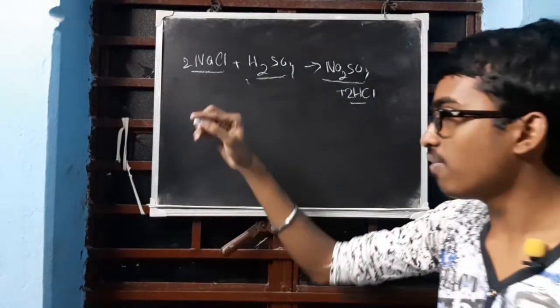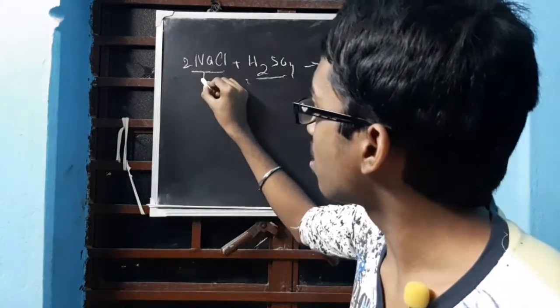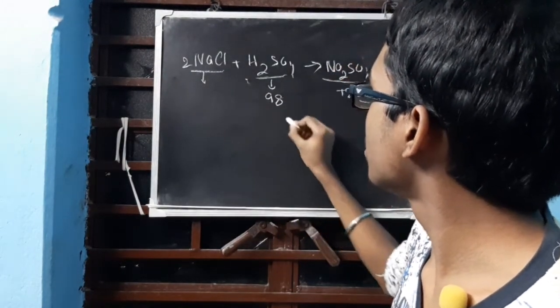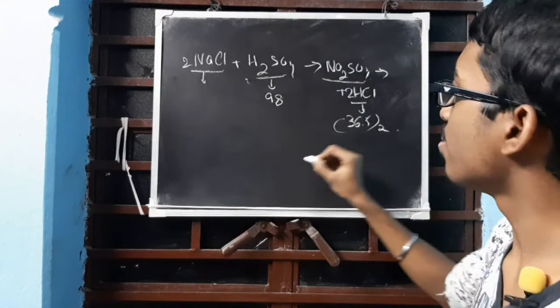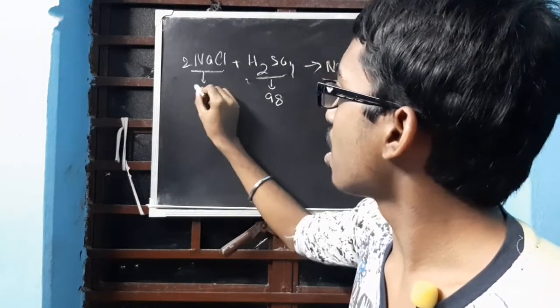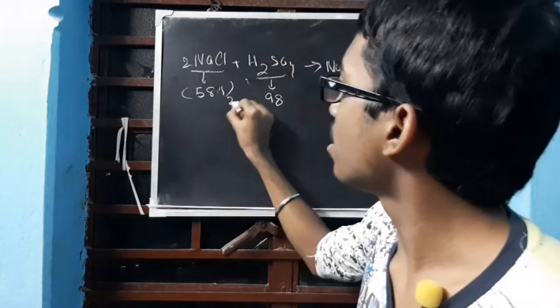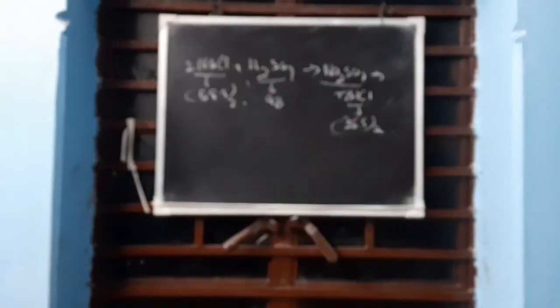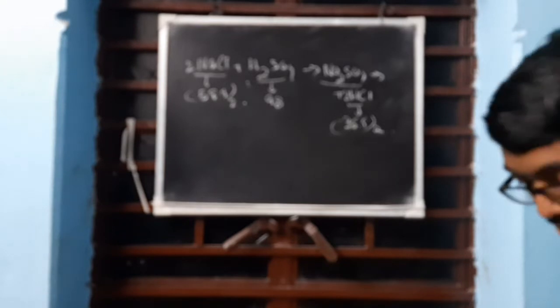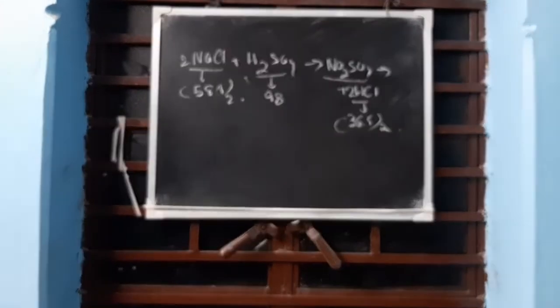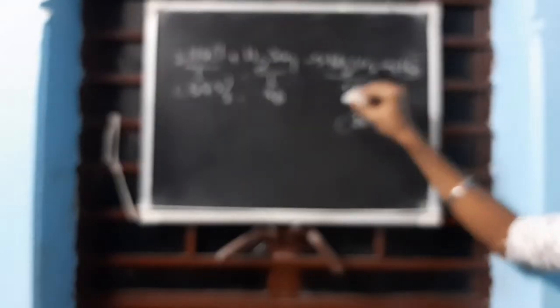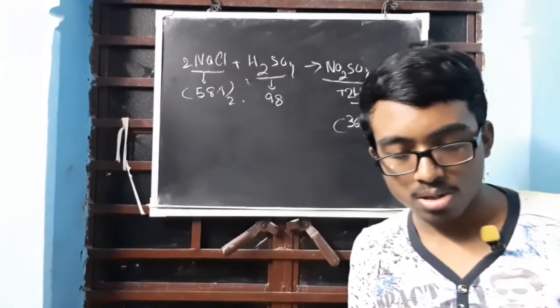Second, we can infer from here the molecular weights. H2SO4 is 98. HCl is 36.5 and it is 2, so we multiply it by 2. NaCl is 23 plus 35.5, 58.5, multiplied by 2. And Na2SO4 is 46 plus 32 plus 64, which is 142. So we can say about the molecular masses as well.